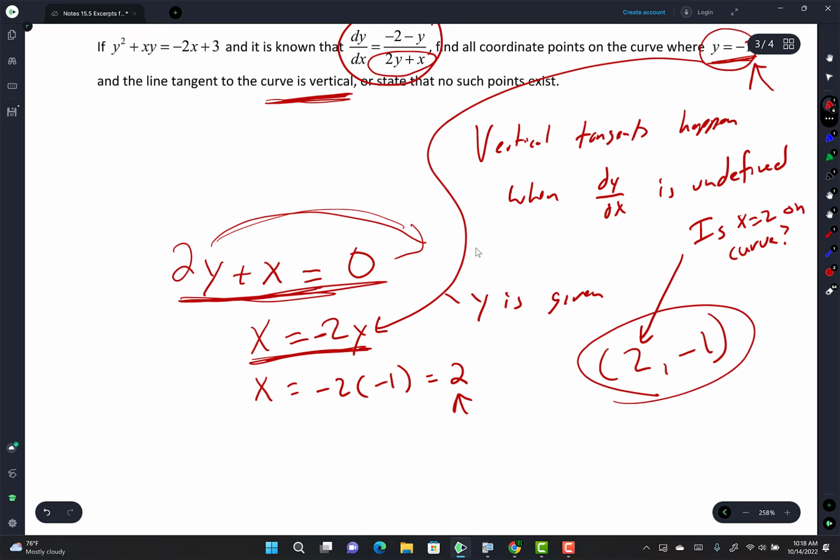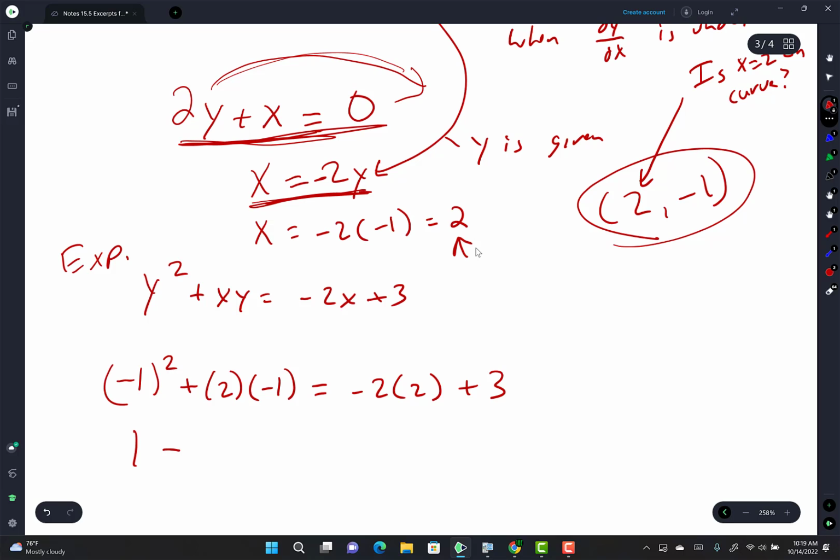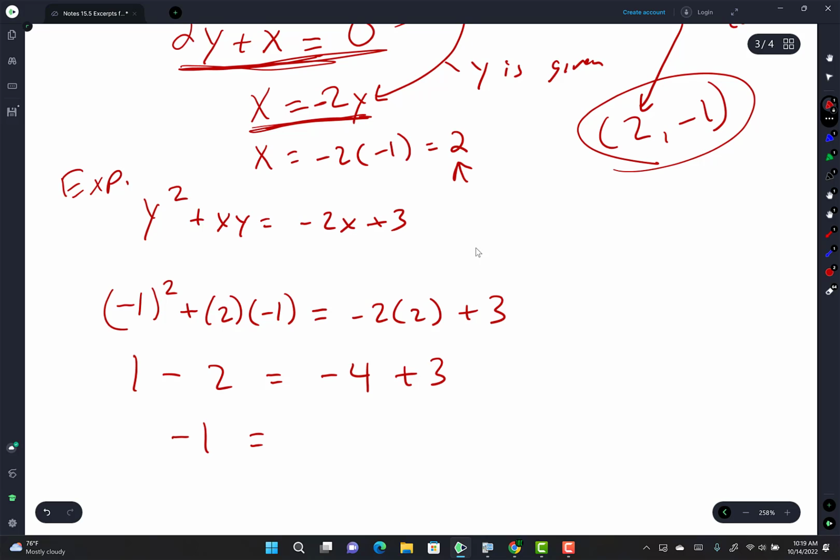All right, so here we go. I'm going to write the expression first. Y squared plus xy equals negative 2x plus 3. There's my expression. And let's see if it's on the curve. Negative 1 squared plus 2 times negative 1. So that side better match on the right side. Negative 2 times 2 plus 3. So let's see. 1 minus 2 equals negative 4 plus 3. Negative 1 equals negative 1.